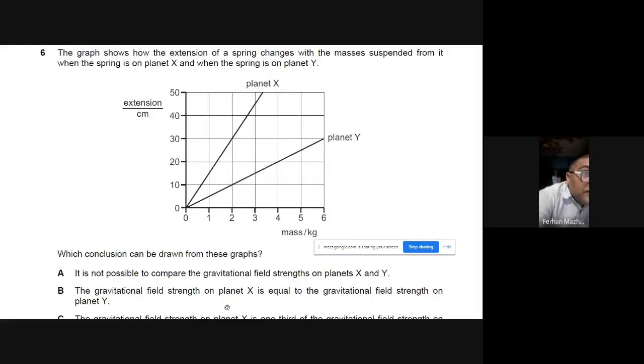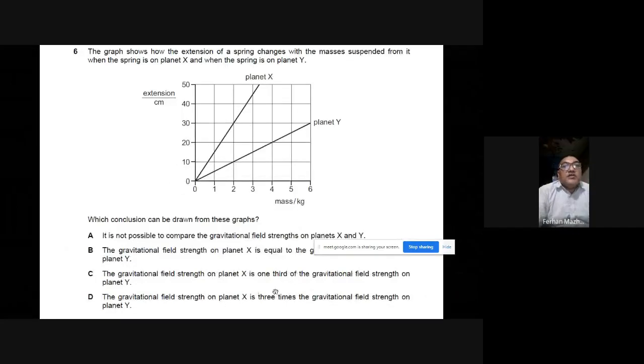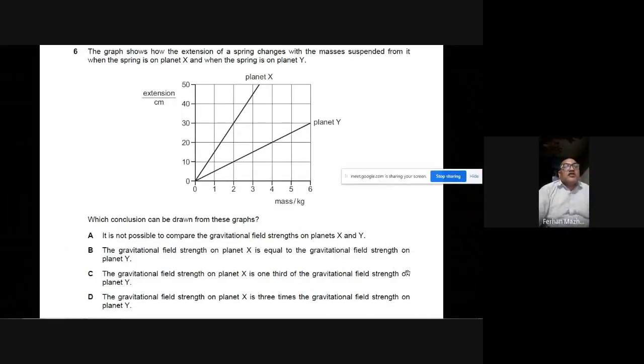Question number, let me reduce the size. Yeah, the next question, number six, is on your screen. The graph shows how the extension of a spring changes with the masses suspended from it when the spring is on planet X and when the spring is on planet Y.